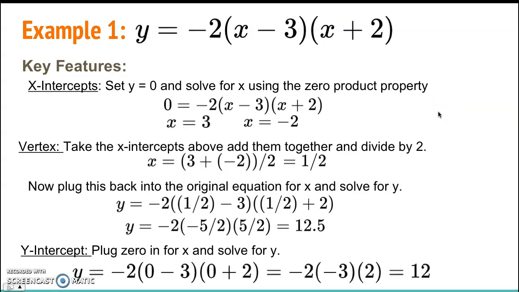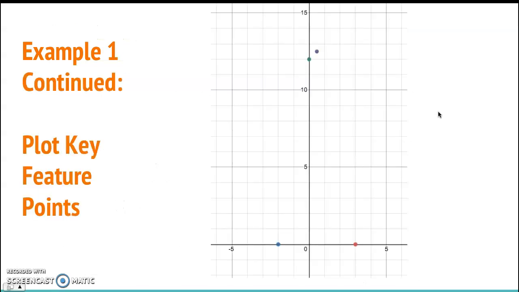So right now we have 4 points that we can go ahead and start to graph on the next slide here. First we're going to want to plot our x-intercepts, which were (-2, 0) and (3, 0). We're going to want to plot our vertex, which was (0.5, 12.5). And we're going to want to plot our y-intercept, which was at (0, 12). So right now we have 4 key points.